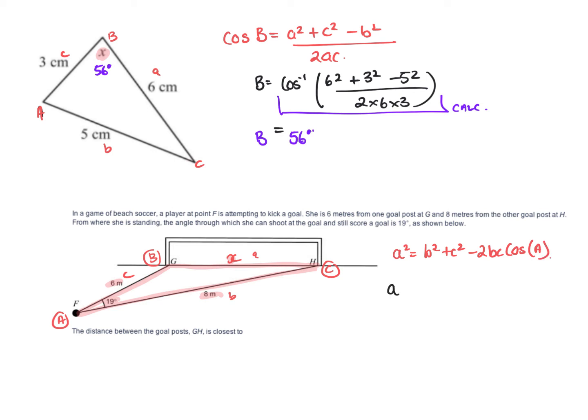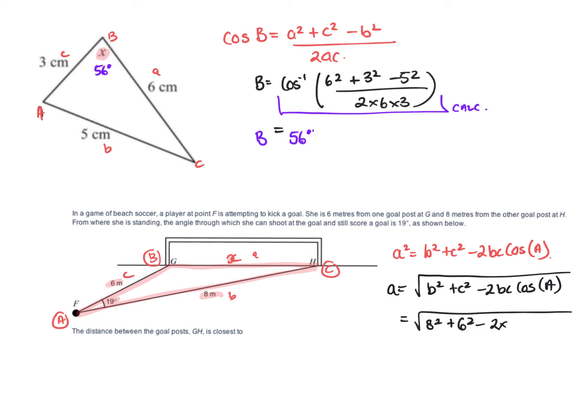I'm going to just go straight into the square root formula. This one. Okay, and so I pop in the data, which would be 8 squared plus 6 squared minus 2 times 8 times 6 times cos 19. And so this bit is what I'm going to type into the calculator to get the 3.04 meters.